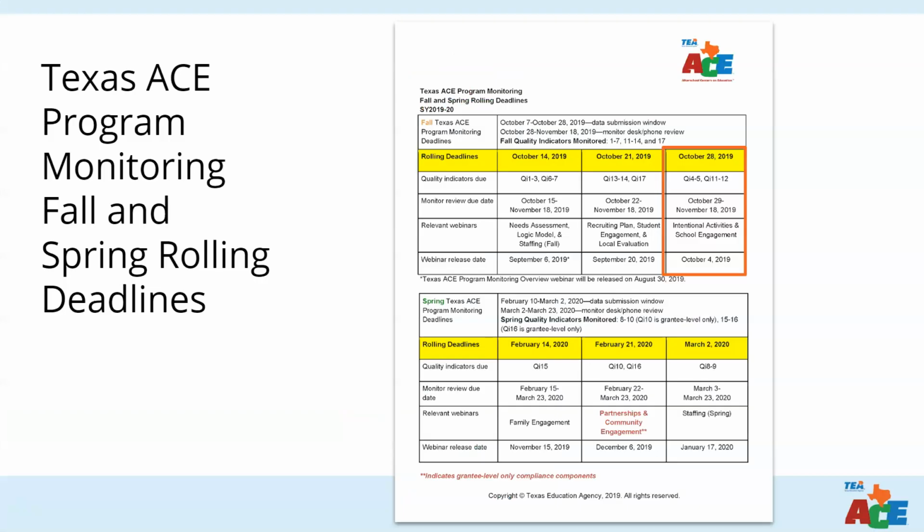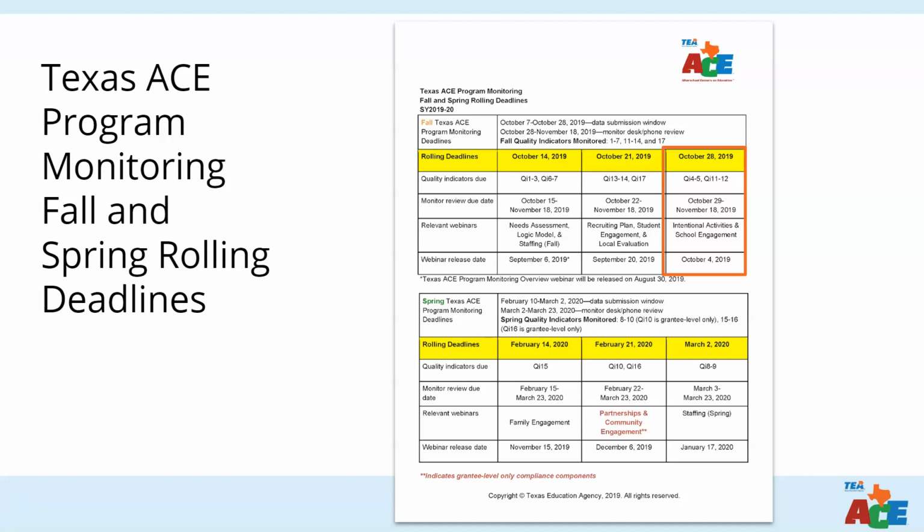In Webinar 4, we will discuss expectations for the quality indicators due on October 28, 2019. As a quick reminder, the handout displayed here can be found under the Monitoring tab on the mytexasace.org webpage. You will find it under the Resources and Support section, and the title of the document is Texas ACE Program Monitoring Fall and Spring Rolling Deadlines.